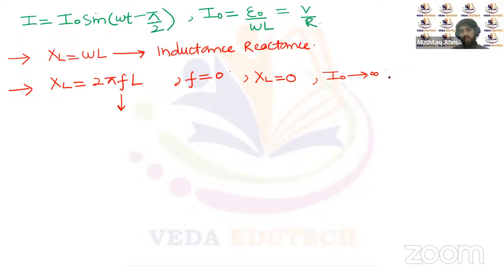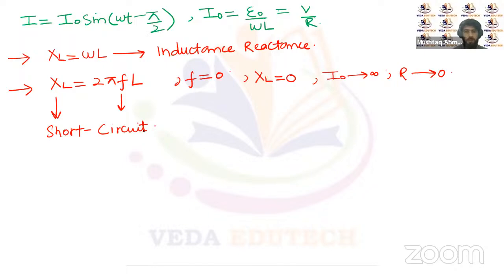If current is infinite, it means that the inductor will behave like a zero resistance, or we can say it will behave like a short circuit for zero frequency. So the property of this inductor is that for very small frequencies, or frequencies approaching zero, it behaves like a short circuit, or the current flowing through this inductor is huge.